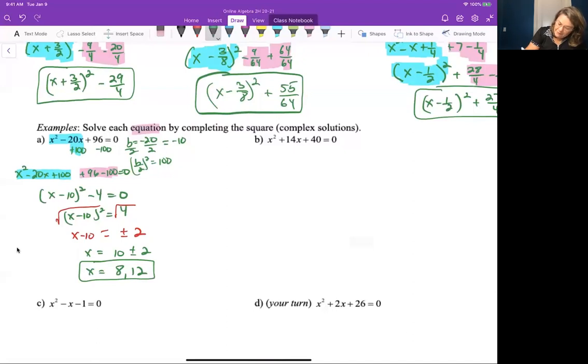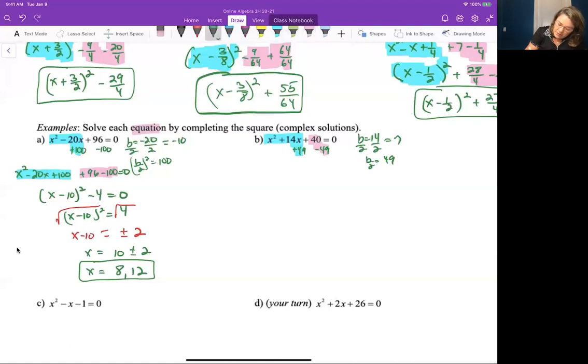So we have b is equal to 14, b over 2 is equal to 7, b over 2 squared is equal to 49. I have to add 49 and I have to subtract 49. The reason for doing this is because we have created a perfect square within the expression, and then we'll simplify the remaining part of the expression.